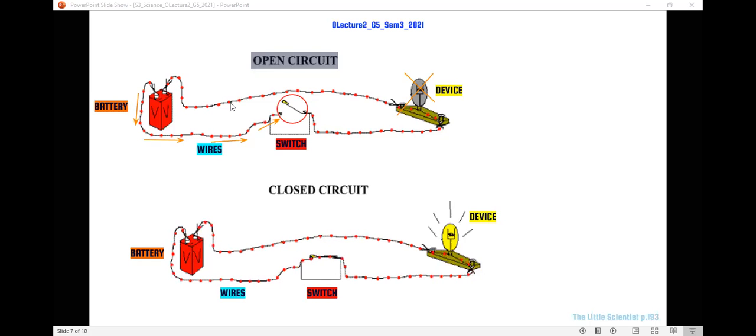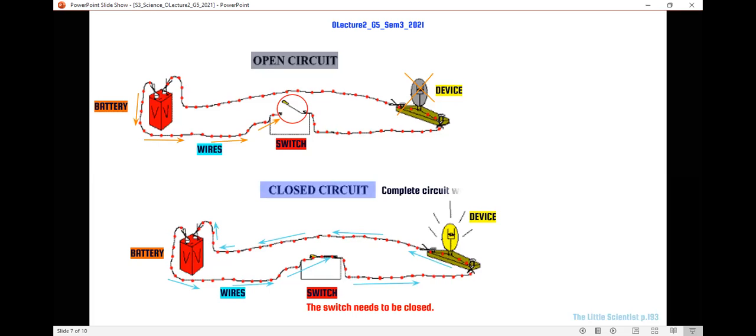Let's take the second circuit. Look at the electrons. They are moving. Everything is closed. There are no gaps. The electrons are flowing. There is electricity, and as you can see, the light bulb is on. So in order to light up, the switch must be closed, and the circuit must be closed or complete. I need a complete circuit or closed circuit.